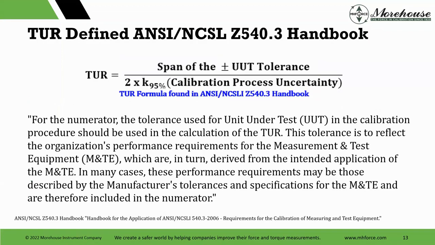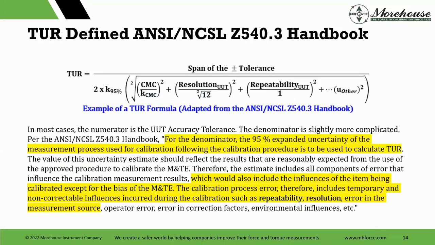But ILAC G8's a fantastic document. ILAC P14, fantastic. G8 is a guidance document for conformity assessment. P14 is a policy document. So handbook here, this is the ANSI Z540. Talks about the numerator. People can read. You can get the slide deck. What I really want to focus on: not a lot of people have issues with the span of tolerance. That's pretty easy, what we see.